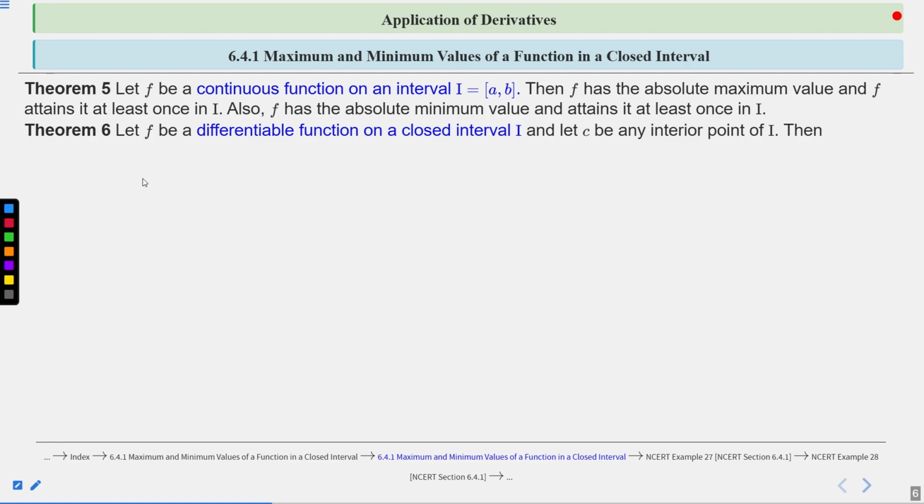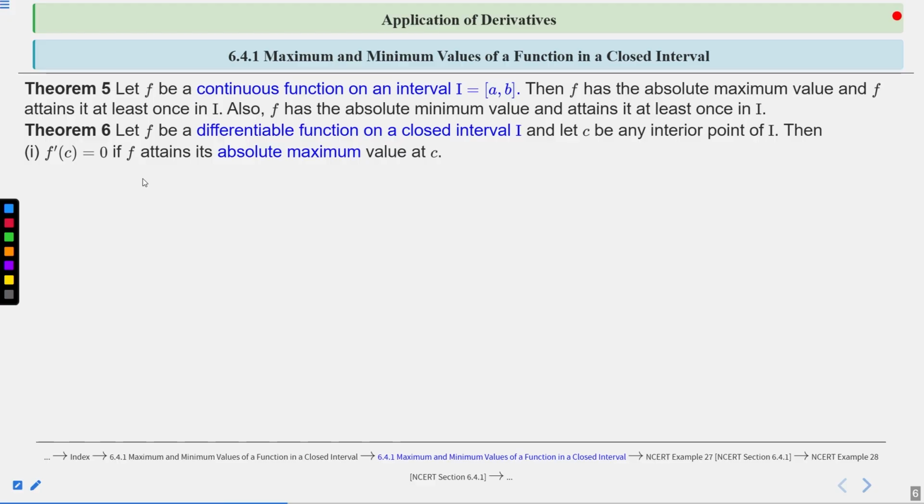Now let us see theorem 6. Let f be a differentiable function on a closed interval I, and let c be any interior point of I. Then we can say that first, f dash c is equal to 0.